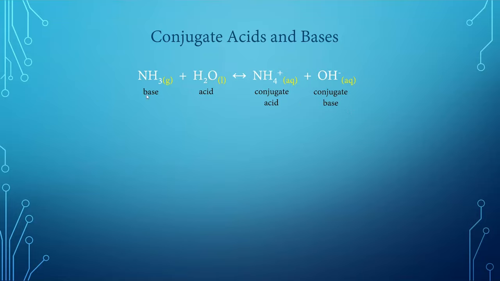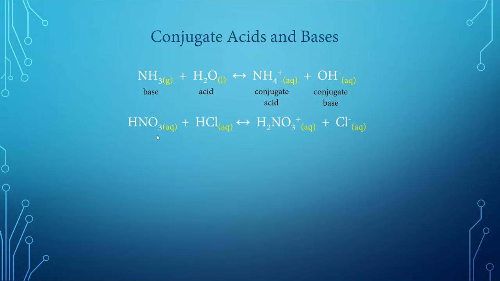Whatever is the base on the left becomes the conjugate acid on the right. Whatever is the acid on the left becomes the conjugate base. Essentially, if you gain a hydrogen, now you can lose a hydrogen. If you lose a hydrogen, now you can gain one. So if you're a base on one side, you become an acid on the other, and vice versa.